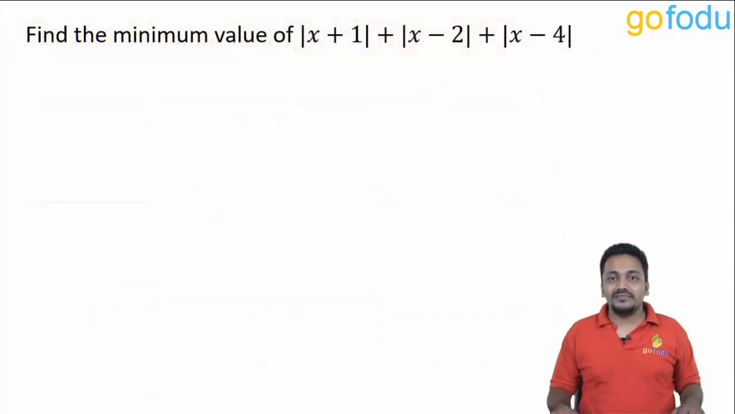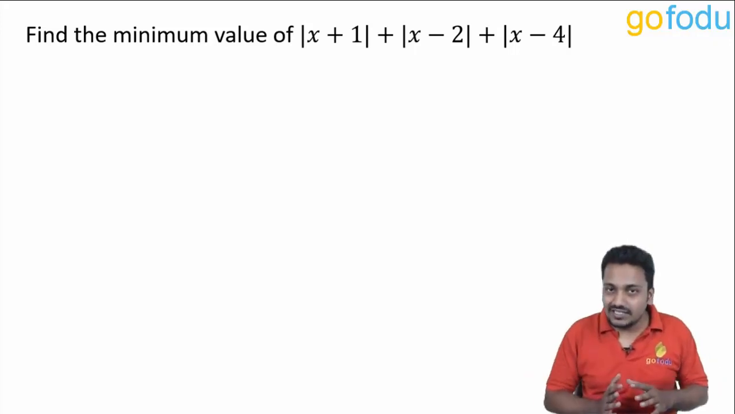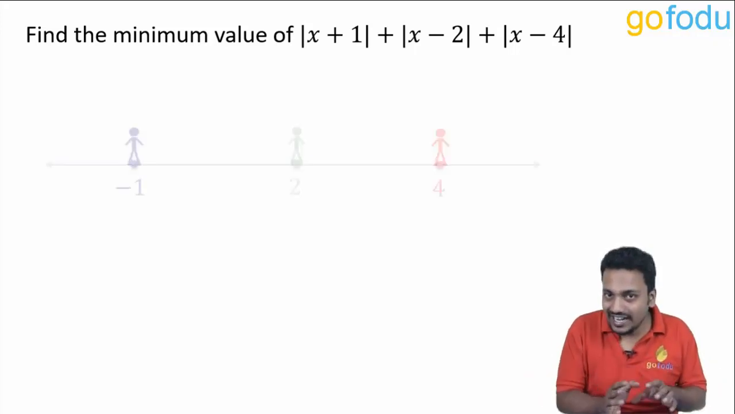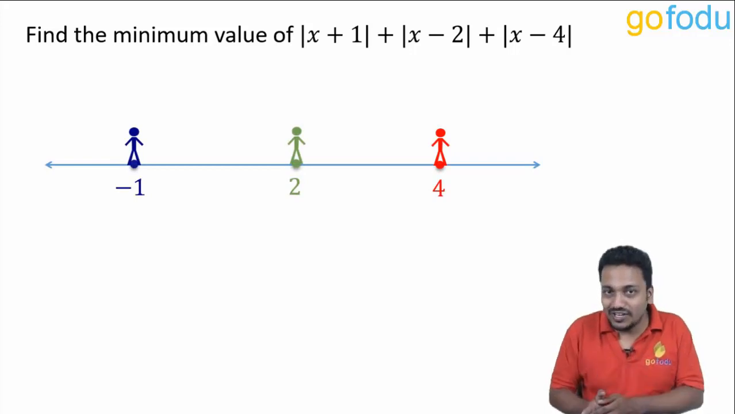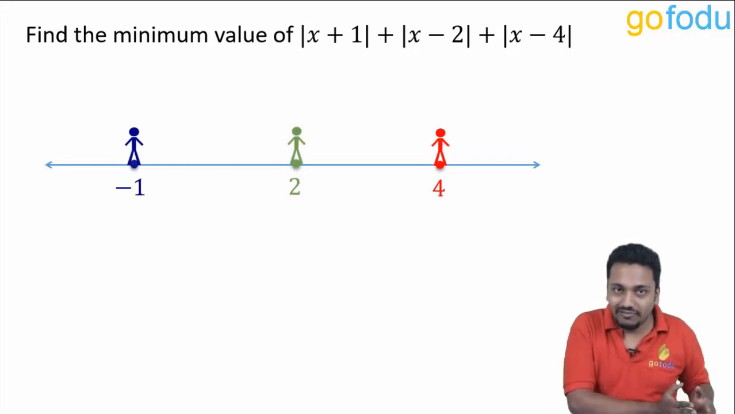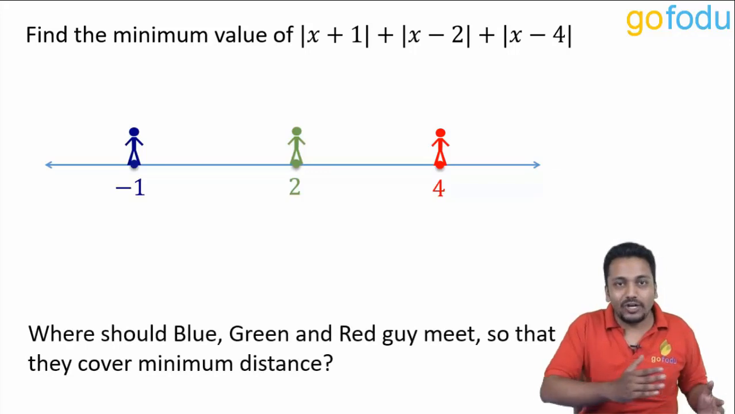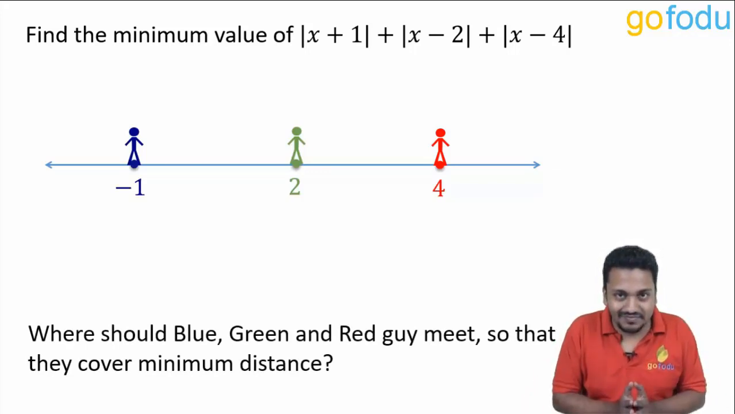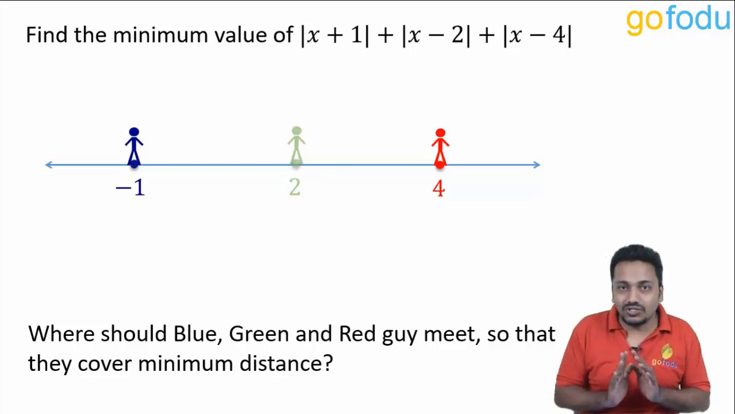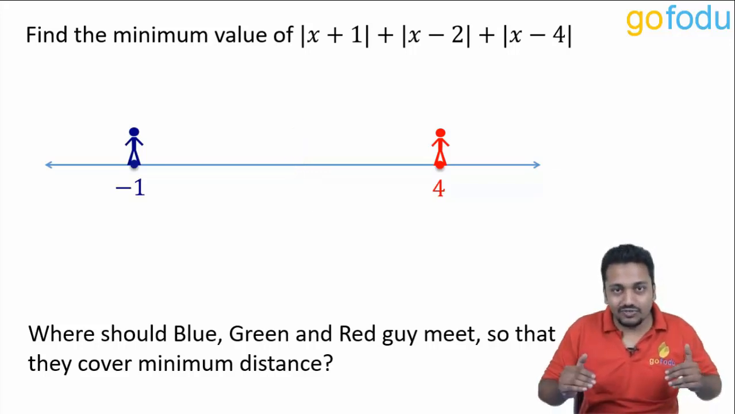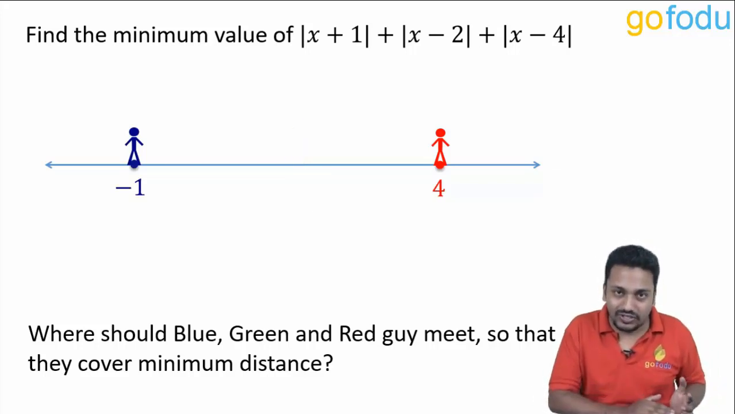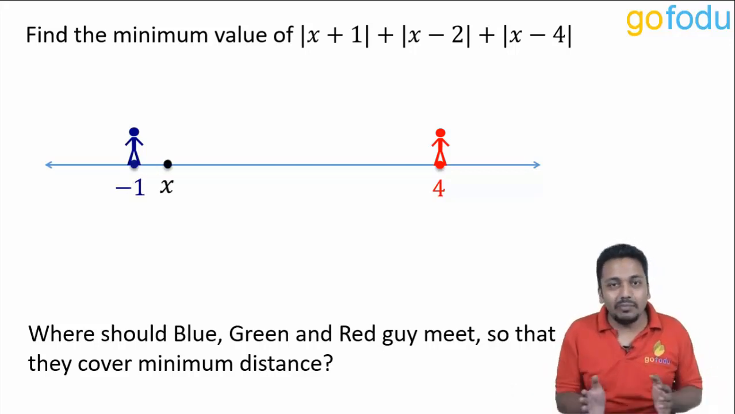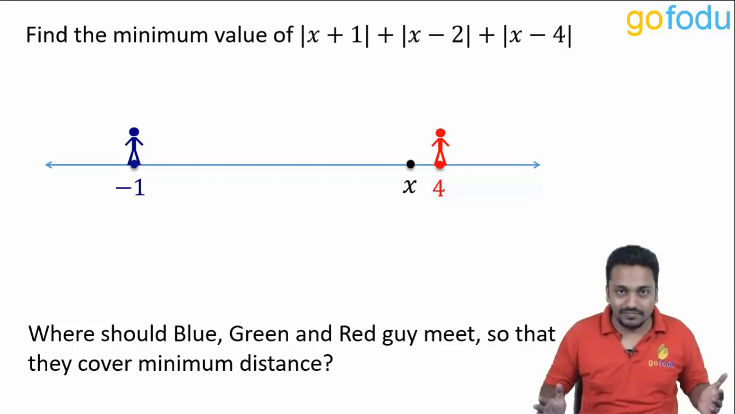Next question. Now you might have guessed that we have 3 guys now standing at -1, 2 and 4 respectively, and we have to find their point of meeting so that they cover minimum distance. If this green guy was not there, then this question would be quite similar to the previous question. They can meet anywhere between -1 and 4.